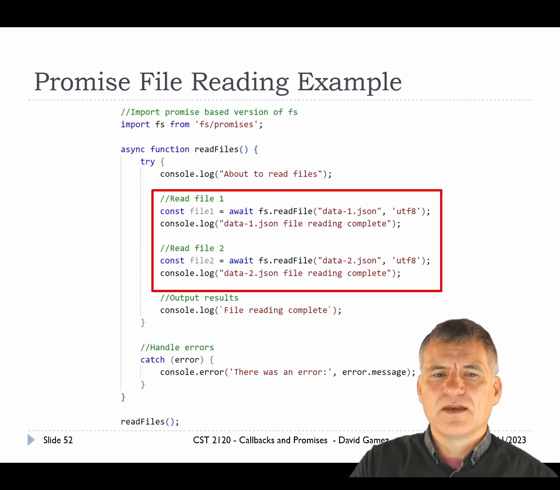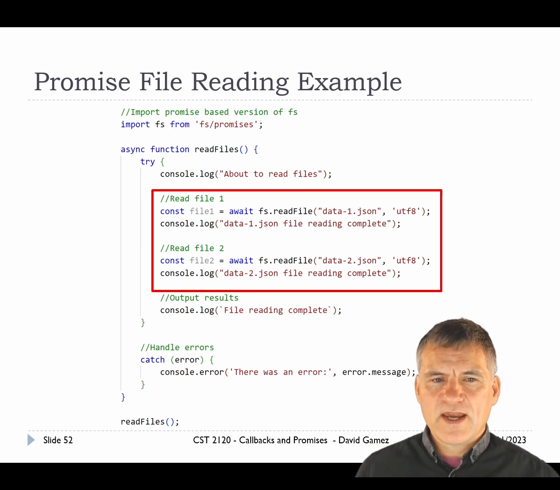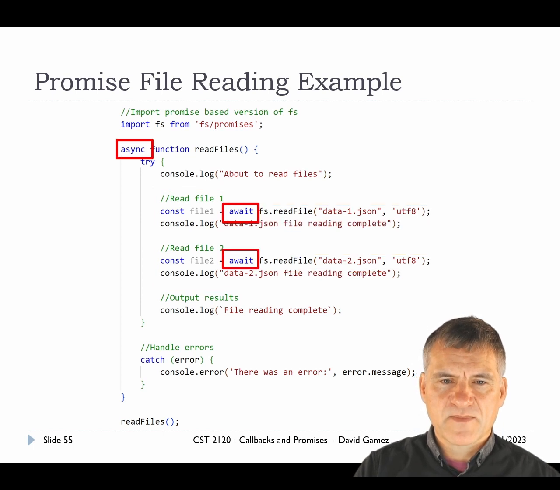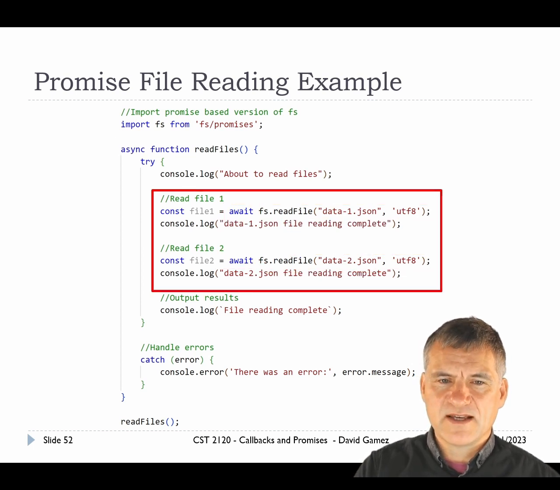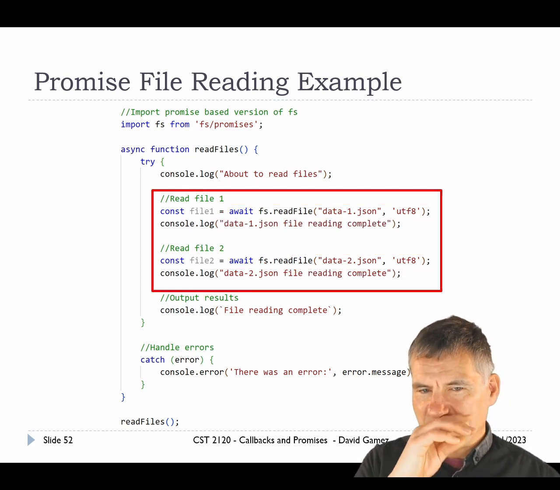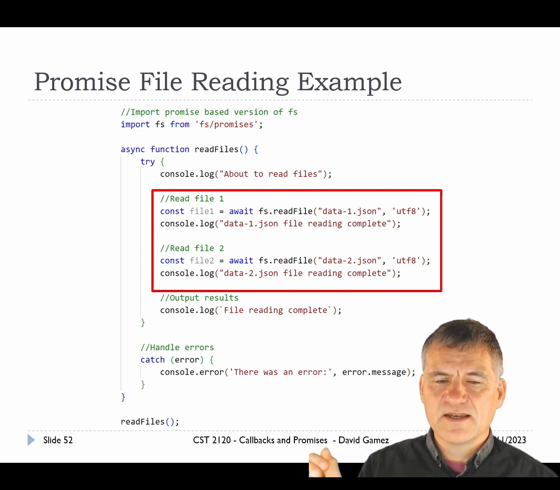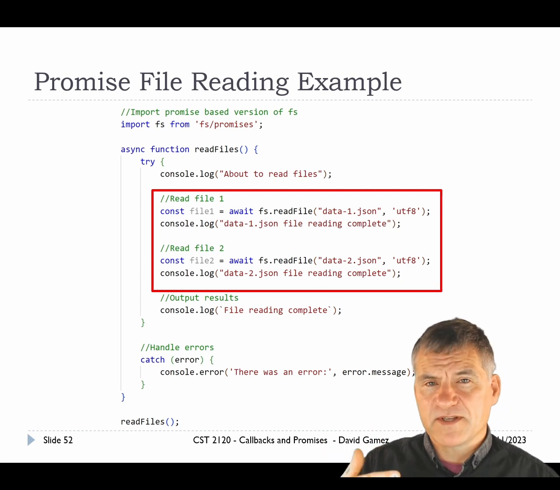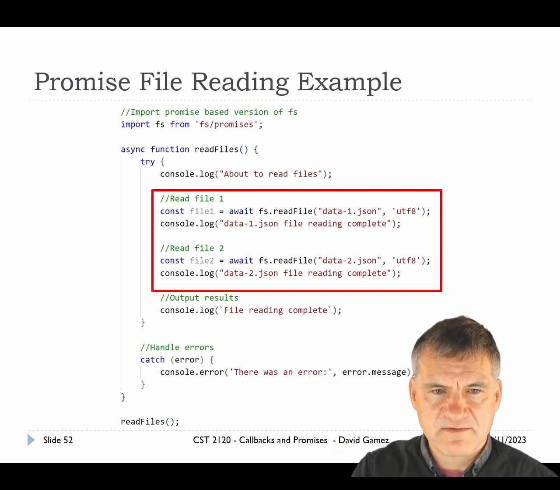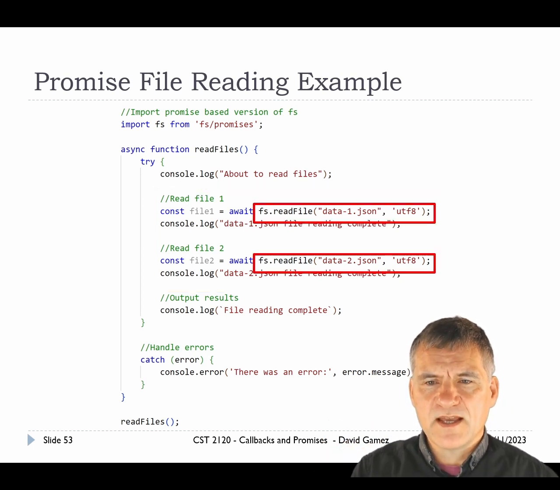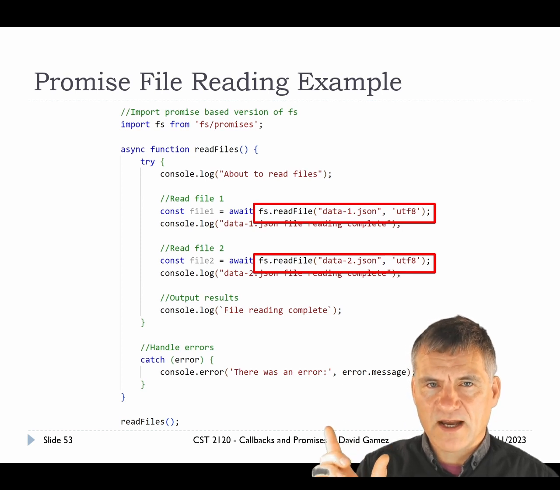Yeah. So here I'm using the await keyword. So this will only work within an async function. Okay, so that's critical. And so here I've got my two operations. I'm going to read data1 JSON, going to read data2 JSON, and I could potentially output the results. I'm not going to bother just for clarity, really. Yeah.